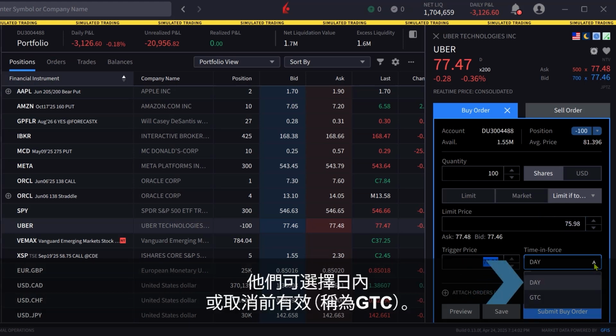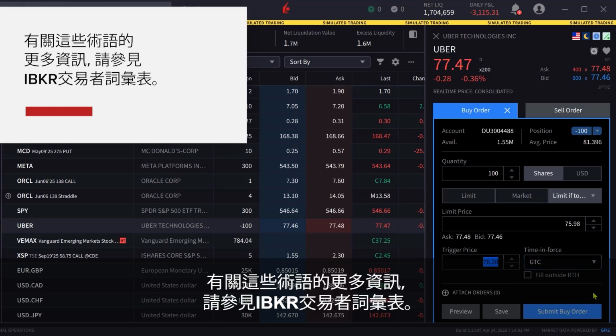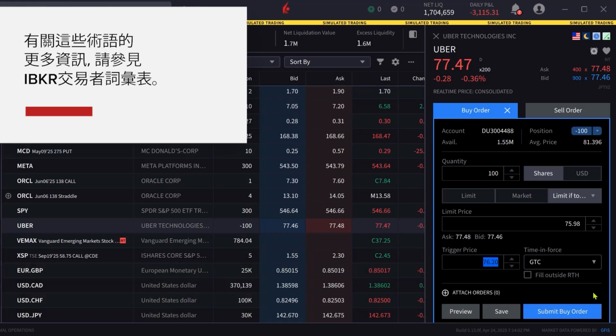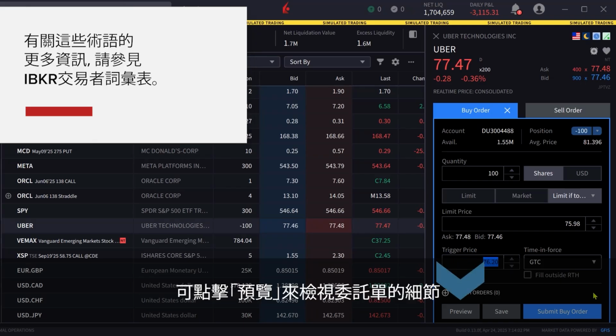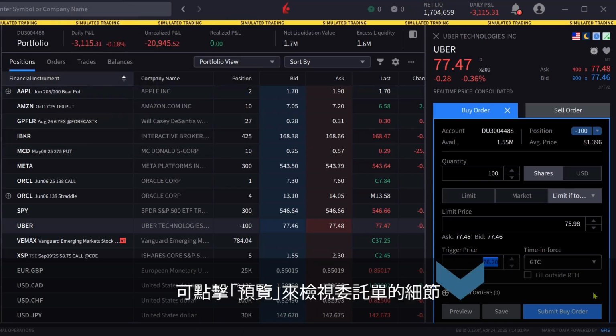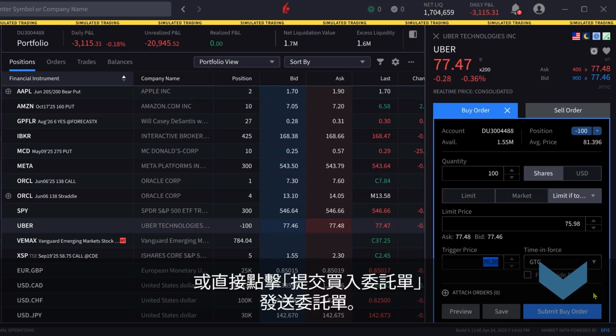Next, they can set the time in force by clicking on the box. They can select day or good till cancelled, known as GTC. For more information on these terms, please see the IBKR Traders Glossary. When the investor is satisfied with the order inputs, they can either click on Preview to see a breakdown of the order as well as its effect on margin, Save to save the order to be transmitted later, or Submit Buy Order to send the order.